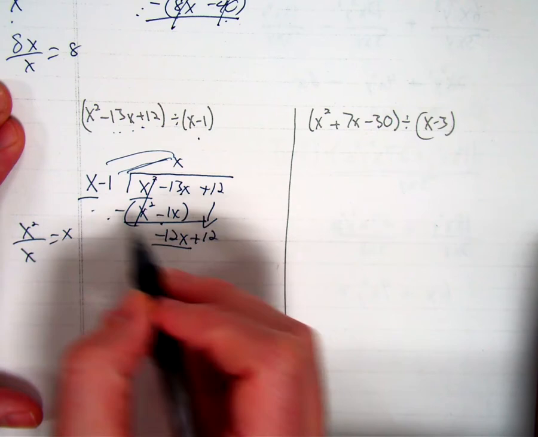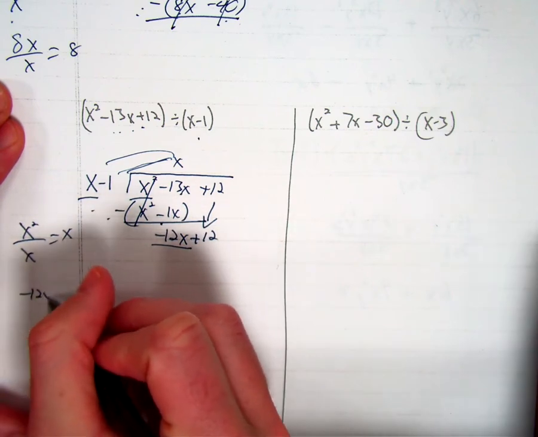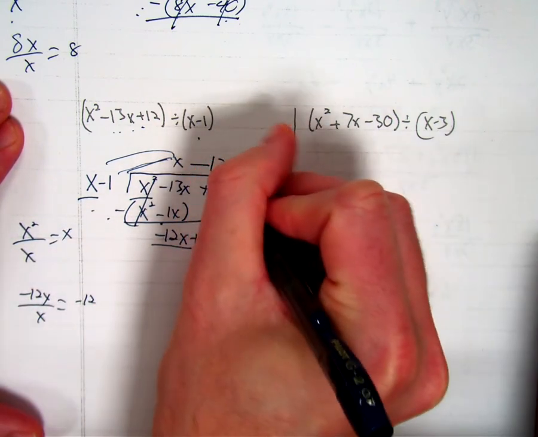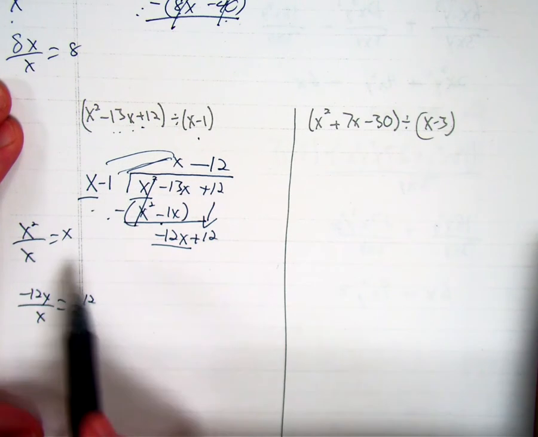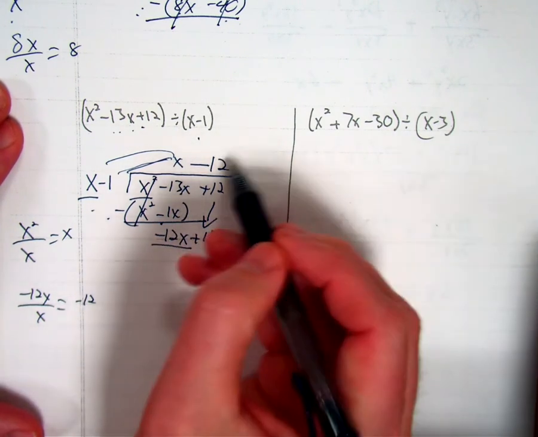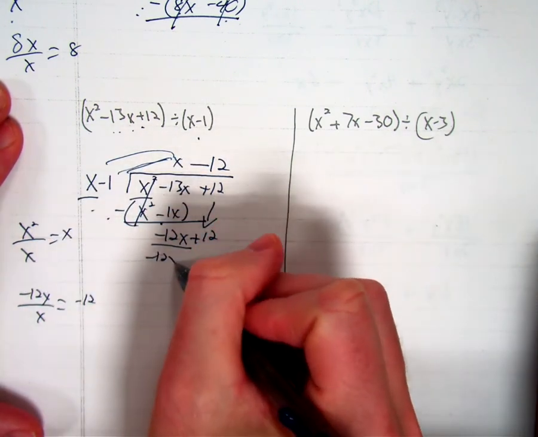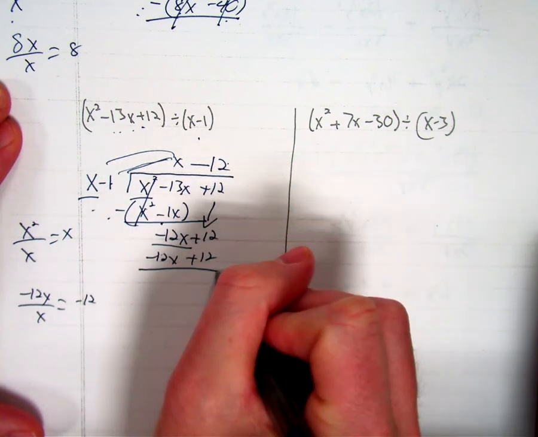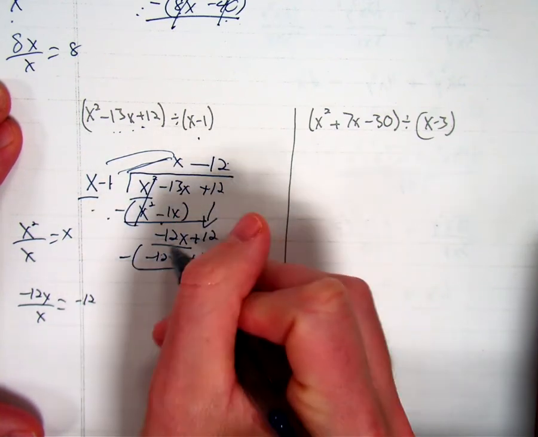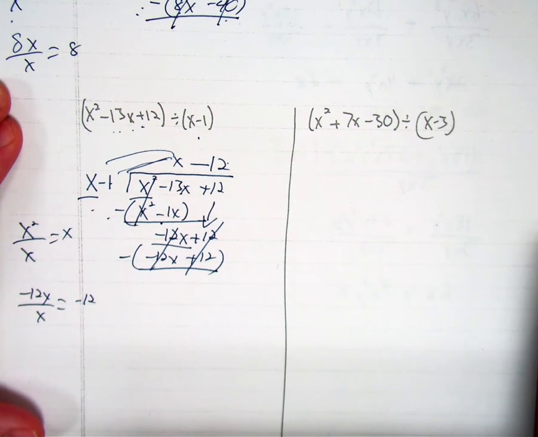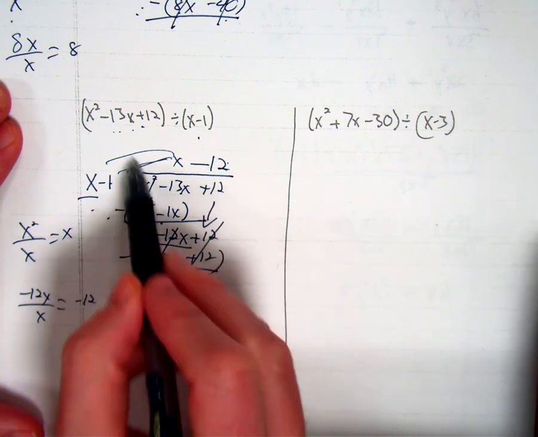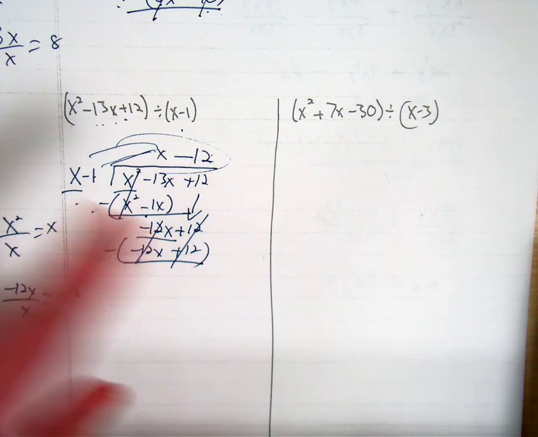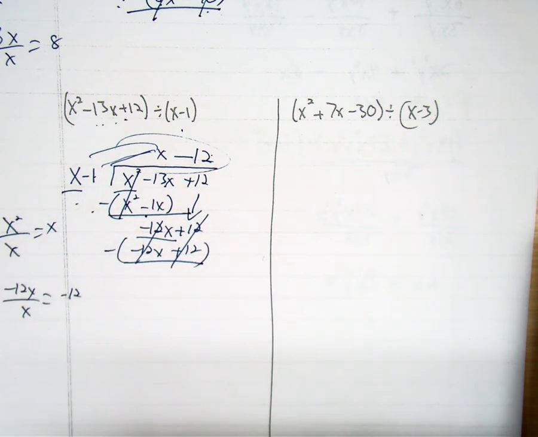Compare our fronts. Negative 12x over x is going to equal negative 12. So I'm going to put a minus 12 up here. Now I multiply it back. Negative 12x. Negative 12 times negative 1 is a plus 12. You can see that they're going to match up already. Minus, minus, cancel. No remainder, x minus 12. Okay, why don't you pause and see if you can do that one on your own.